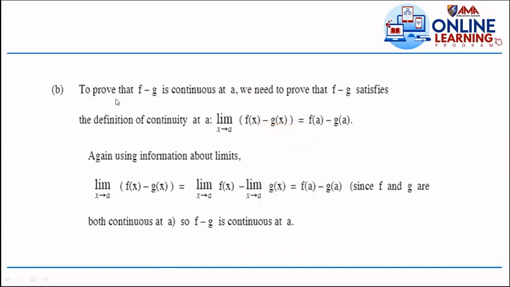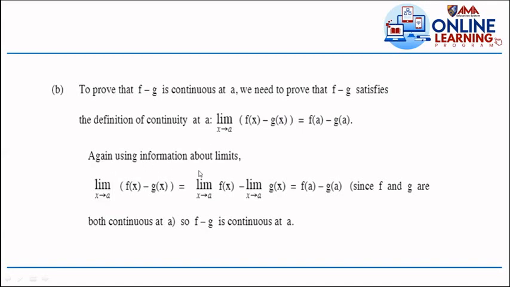Next, to prove that f minus g is continuous at a, we need to prove that f minus g satisfies the definition of continuity at a, which is equal to the limit of the quantity f(x) minus g(x) as x approaches a. So we're going to use the distributive property. This should be the same as the function of a, and this one the same as g(a), using the limit theorem formula.